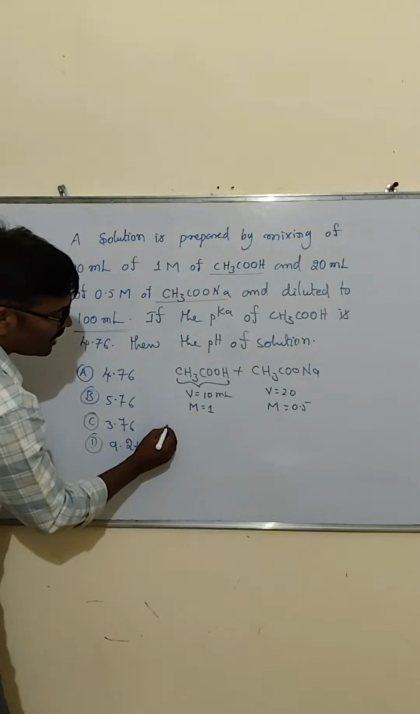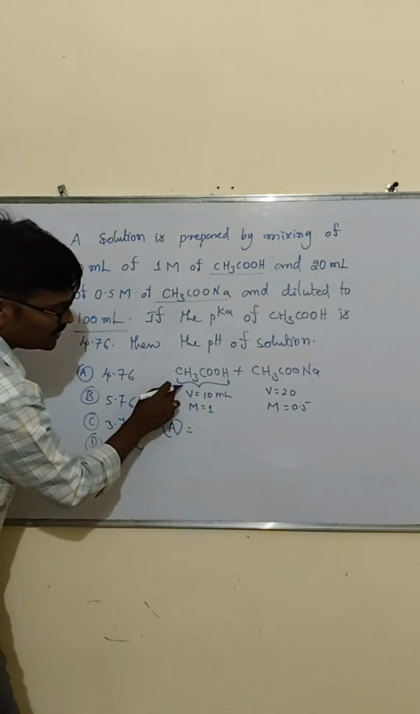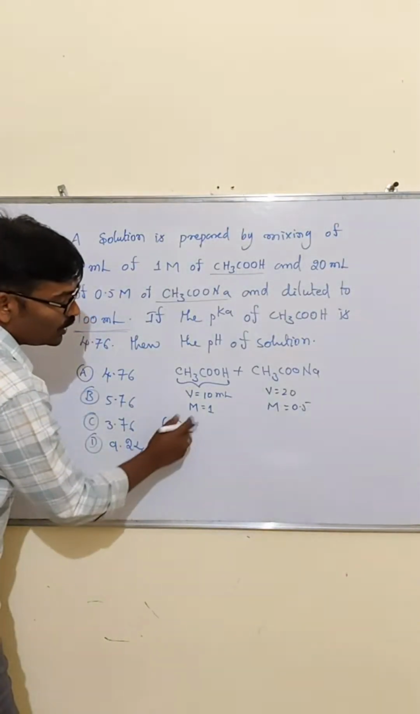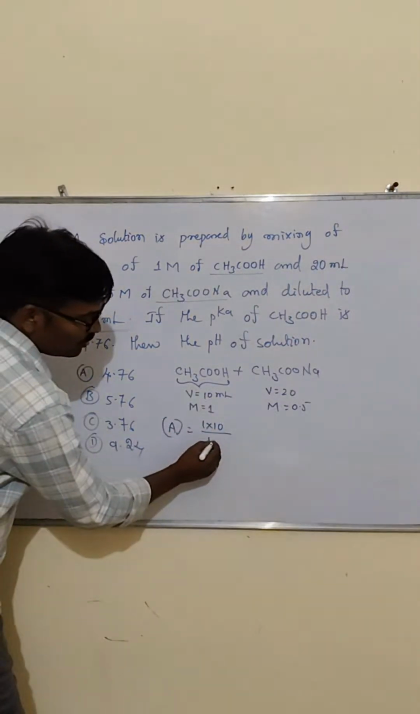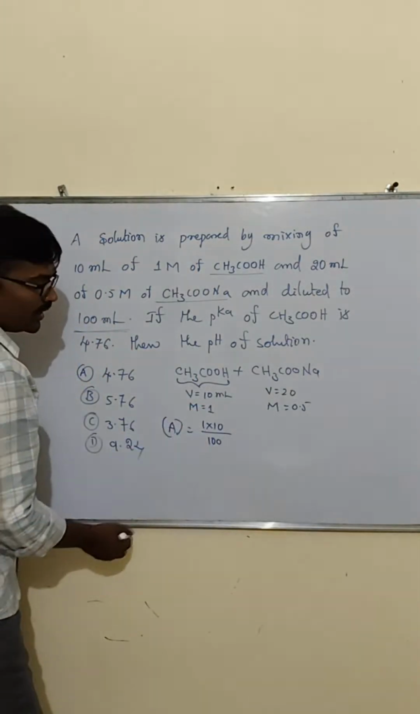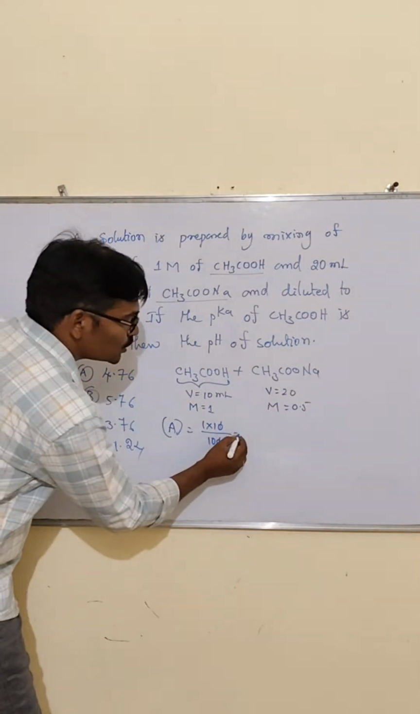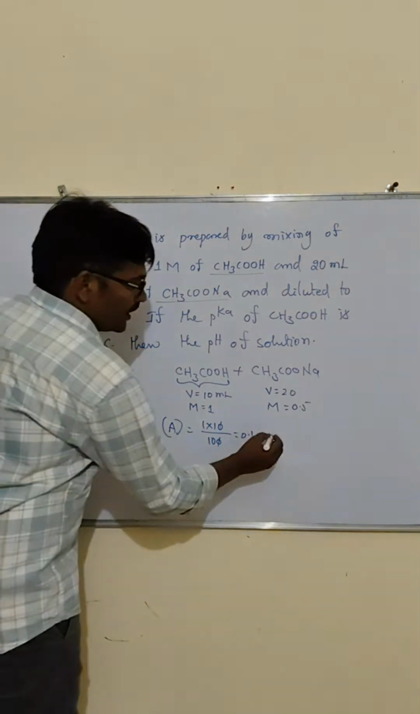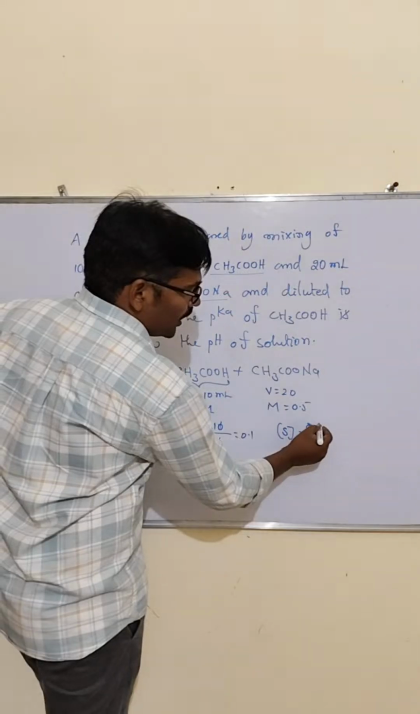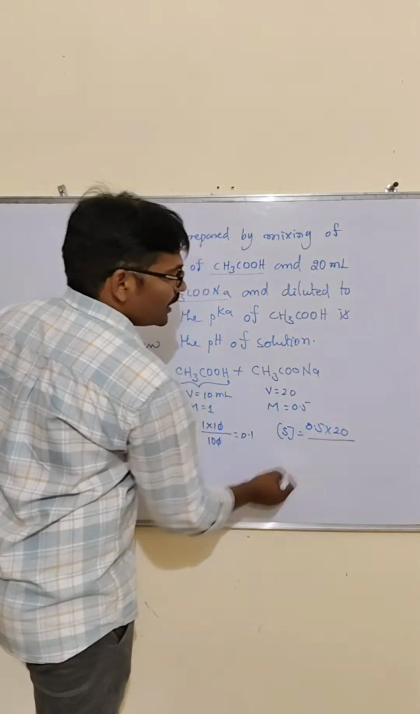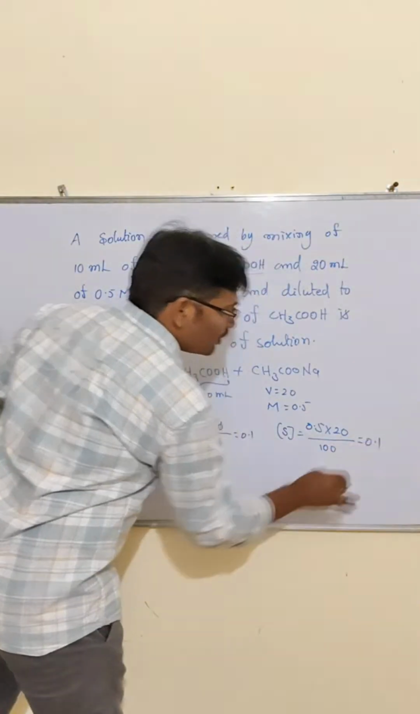So now how to take the concentration of acid? The concentration of acid equals molarity into volume divided by 100, that is 1 into 10 divided by 100. The zeros cancel, 1 divided by 10, nothing but 0.1 concentration. Then the concentration of salt, molarity into volume, 0.5 into 20, divided by 100, you can also get 0.1 molarity.